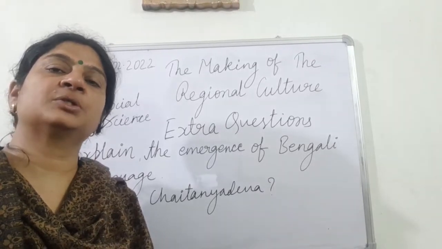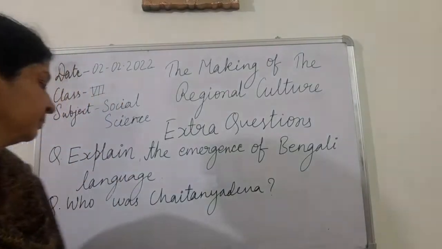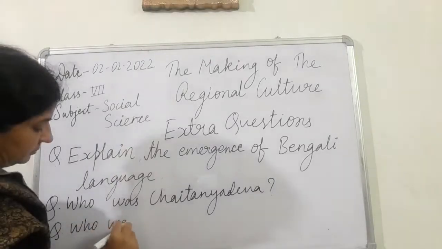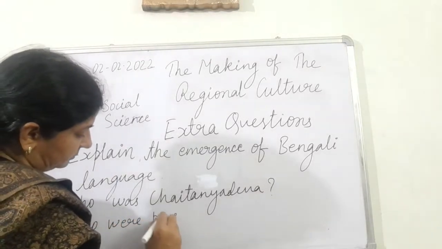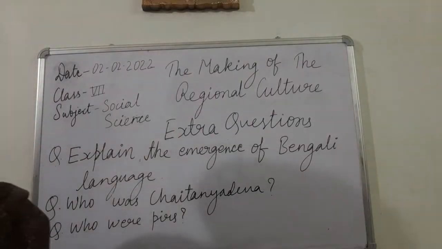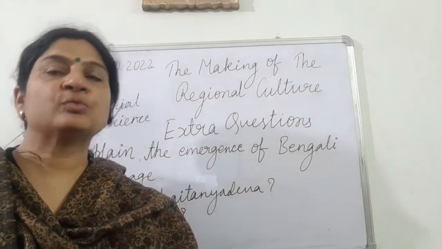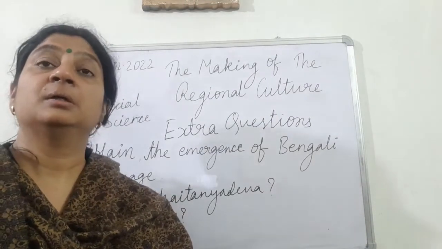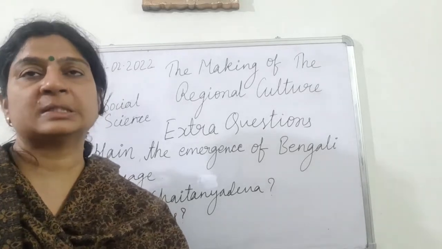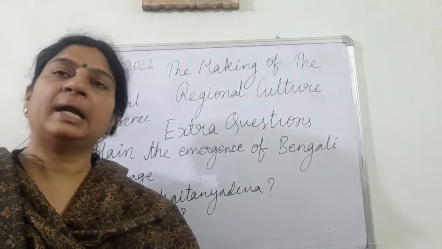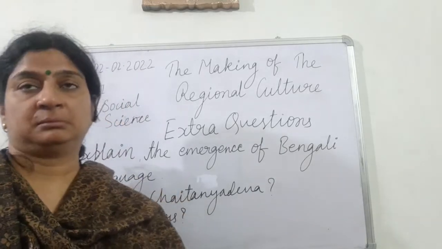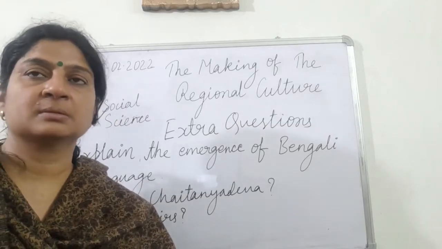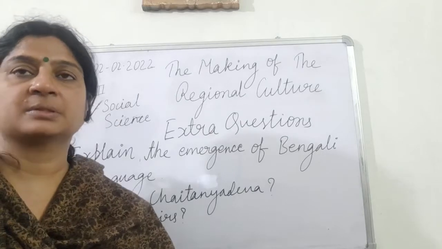And now we have the next question. Who were peers? The answer is, peers were the community leaders who functioned as teachers and adjudicators, and sometimes people thought that they had some supernatural powers. Okay.